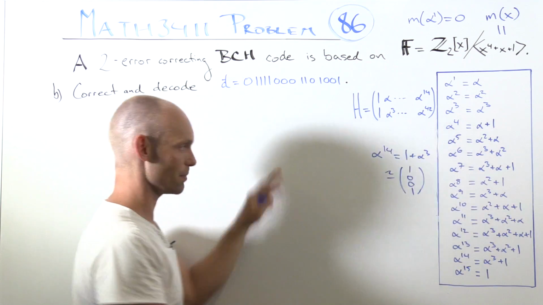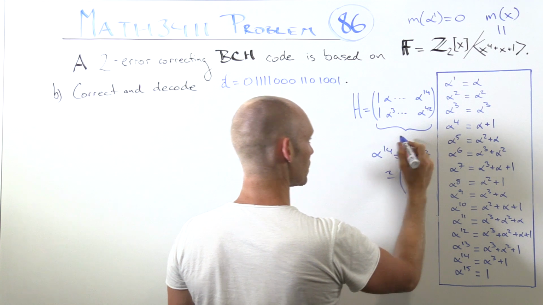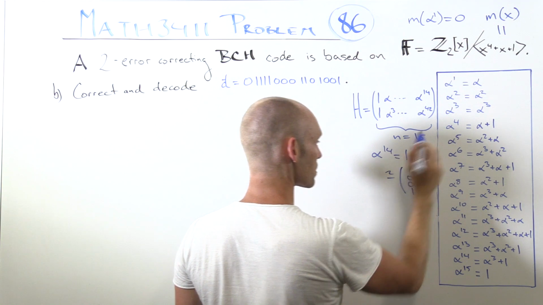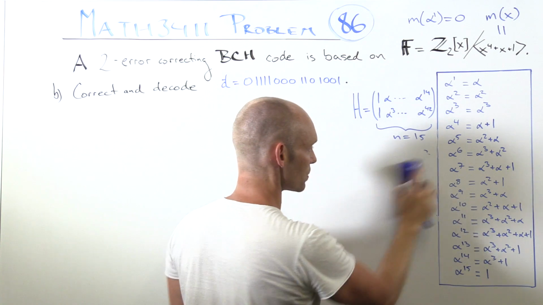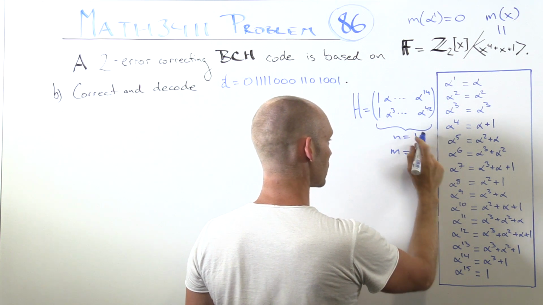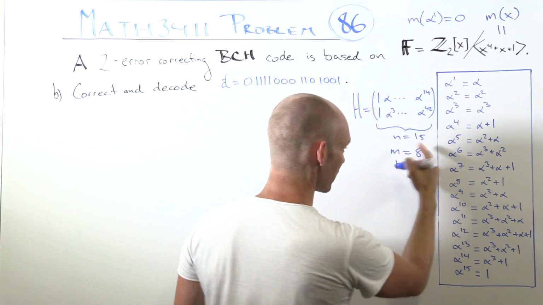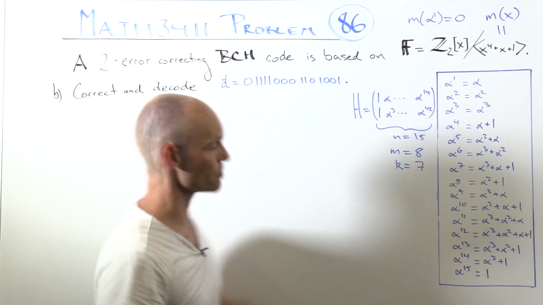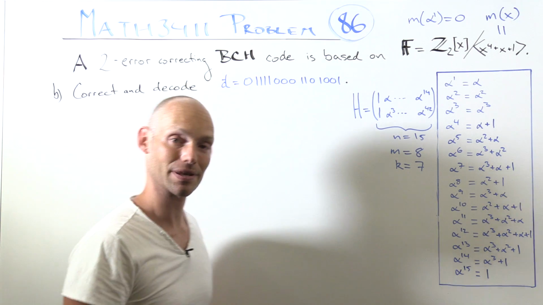And then you get a matrix with 15 columns and 8 rows, and the dimension is in fact also equal to 8. So we have 8 check bits, and in other words we have only 7 information bits. Now 7 information bits is not a whole lot, but we are also trying to correct up to 2 errors, so that's sort of nice. So there has to be some trade-off somewhere.